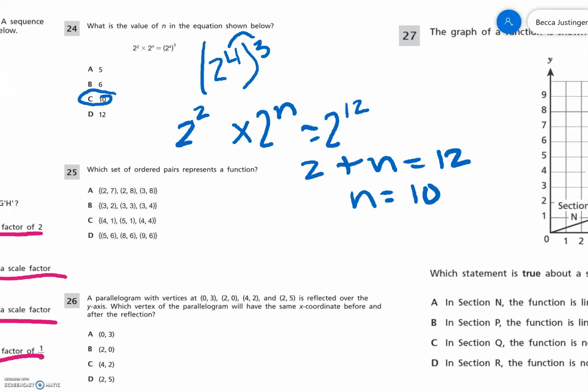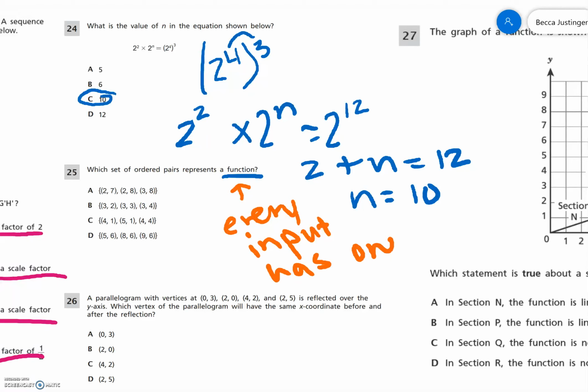Which set of ordered pairs represents a function? Function means every input has one output.